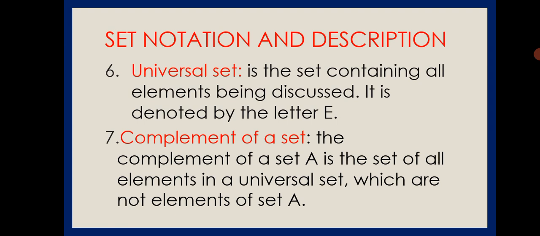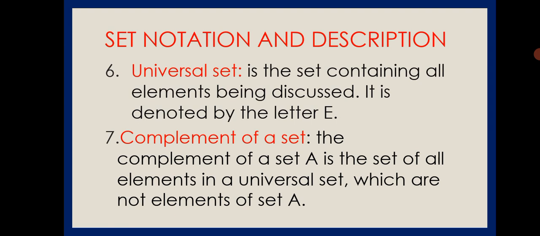Let's say A is being subtracted from the universal set; the other members or elements which are not found in set A become the complement of A. Once again, if you want to find a complement of a set, take that set and subtract it from the universal set. The members that are not found in the set become the complement.